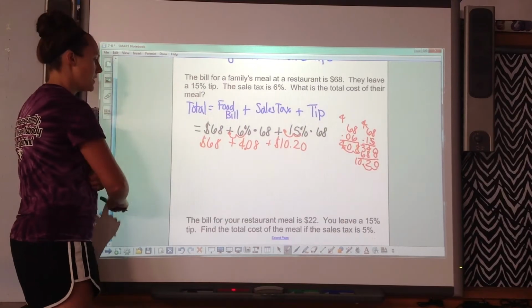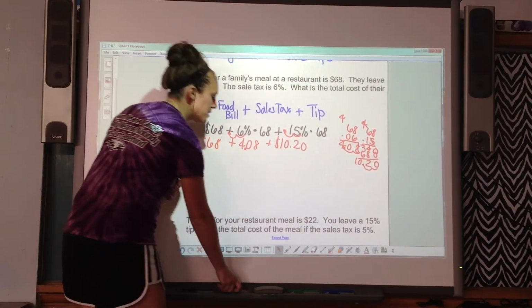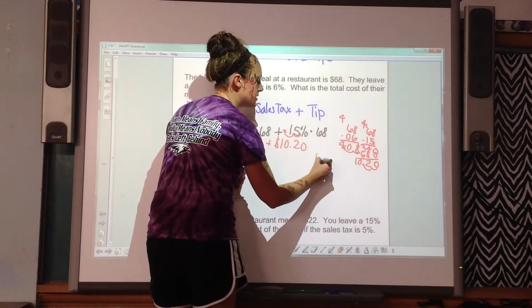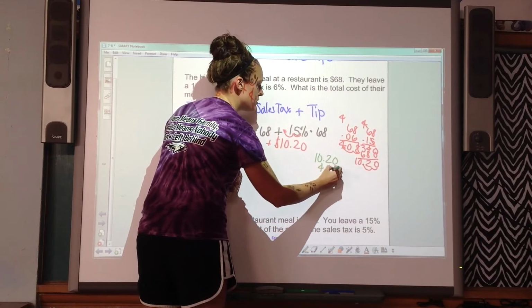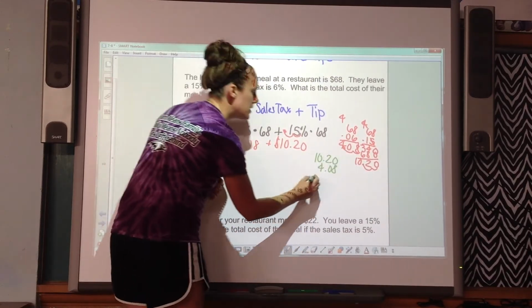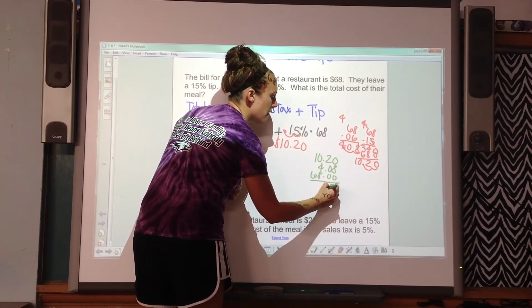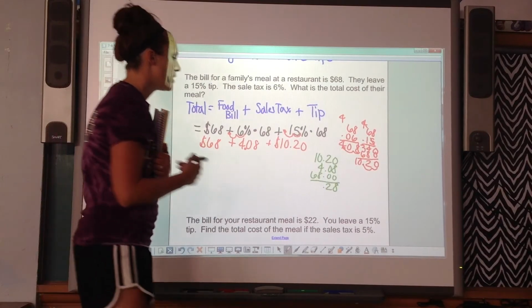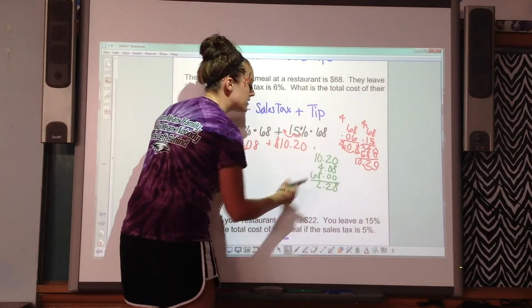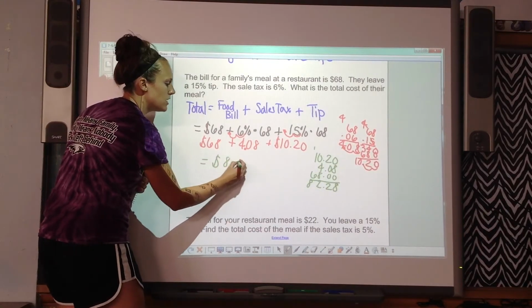Okay, now I have to add everything, the bill, the sales tax, and the tip. You can do this in steps, or you can do it all in one. That's your choice. Just remember to line up the decimals. That's important. Let's see here. 8 plus 4 is 12. 6 plus 2 is 8. So at this restaurant altogether, you'd be paying $82.28.